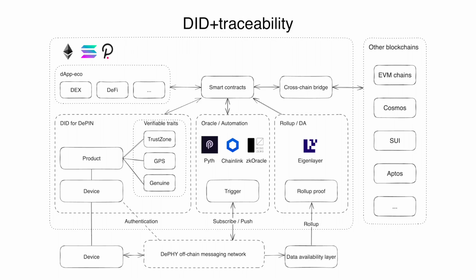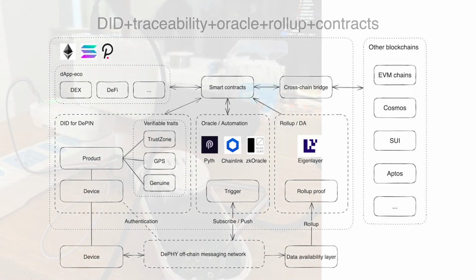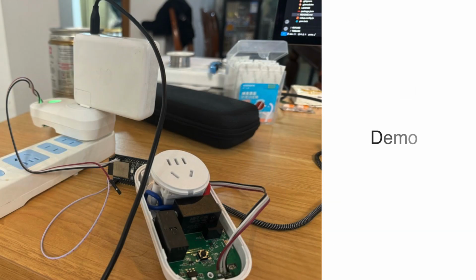2. Ensuring traceability of significant operation records and vital device actions. 3. Provision of oracles and roll-up services for messages dispatched by DePHY devices. 4. Provision of sophisticated smart contracts that efficiently harness the functionalities of the above modules for DePHY projects to operate assets and build dApps. Here is a demo showing how the DID service works with smart outlets on DePHY.